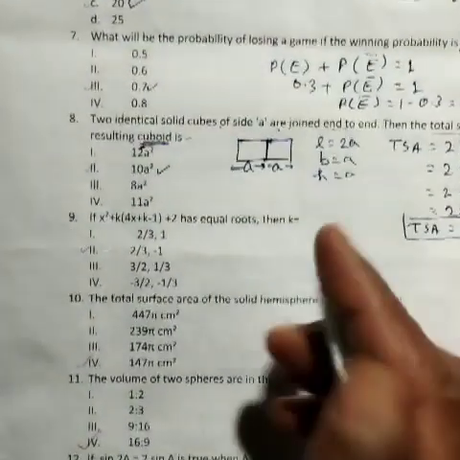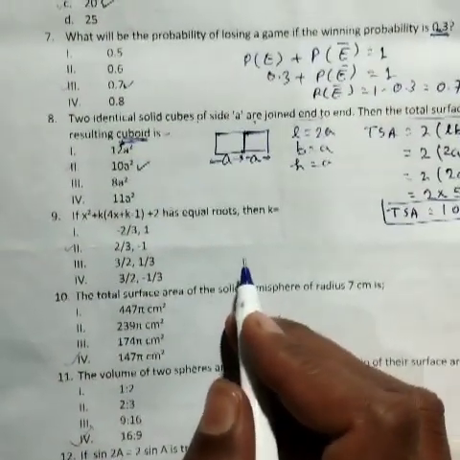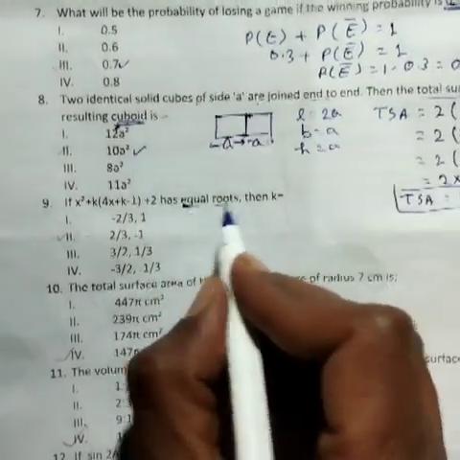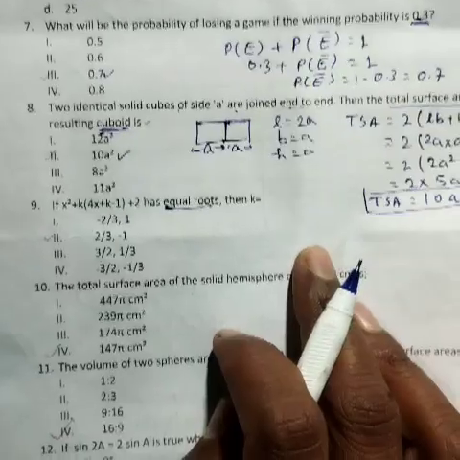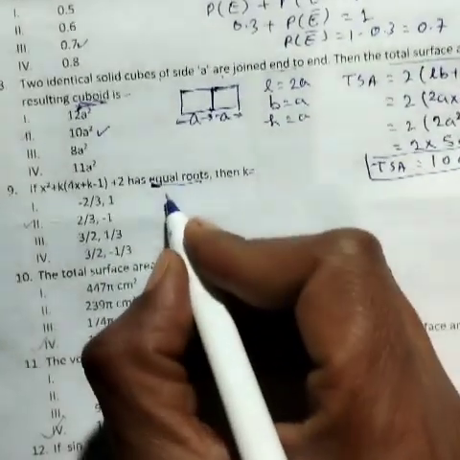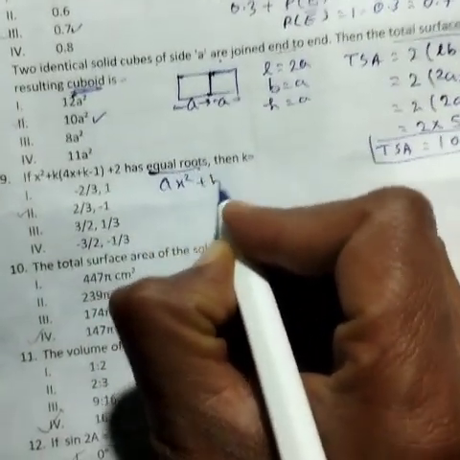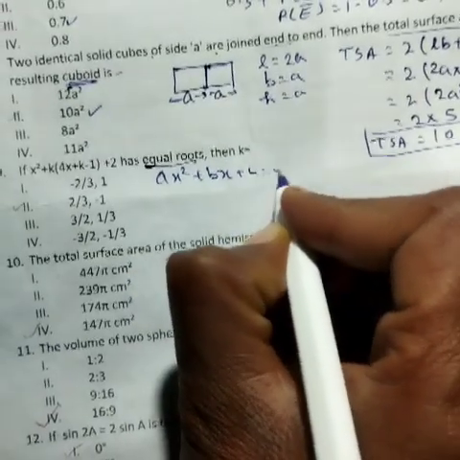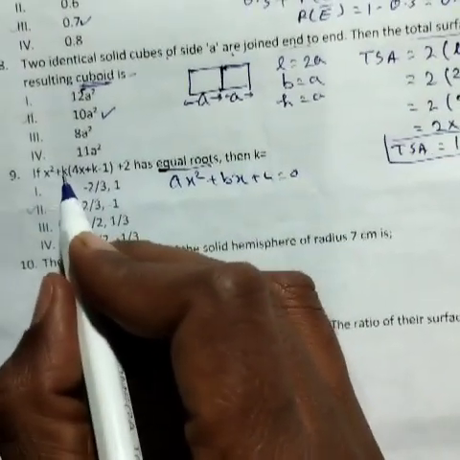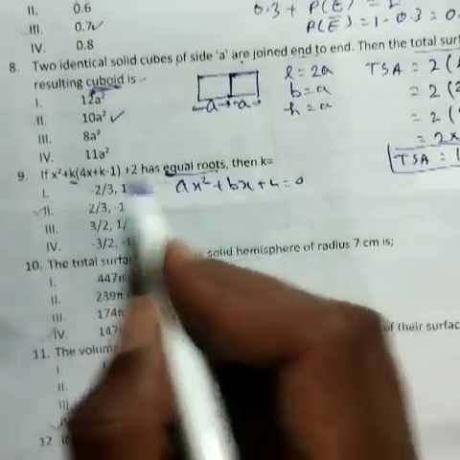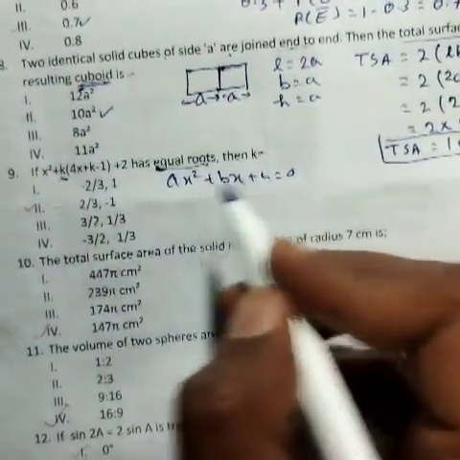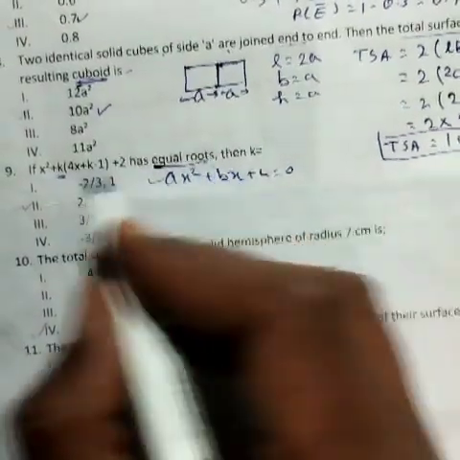10A square is the value of this answer. Now the question is from quadratic equation. It has been written equal roots. For equal roots we know that discriminant equals 0, but it is not in the form of ax square plus bx plus c is equal to 0. First we have to convert it, because in place of x it has been given k. First we convert it in this form, then we equate it with the standard formula.